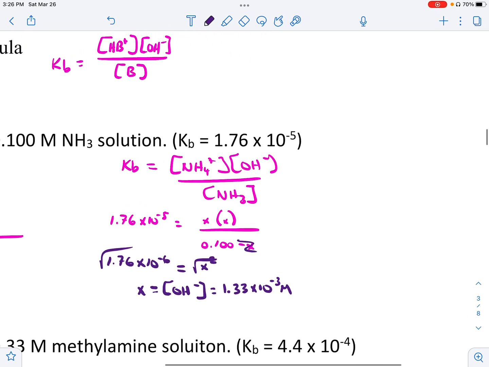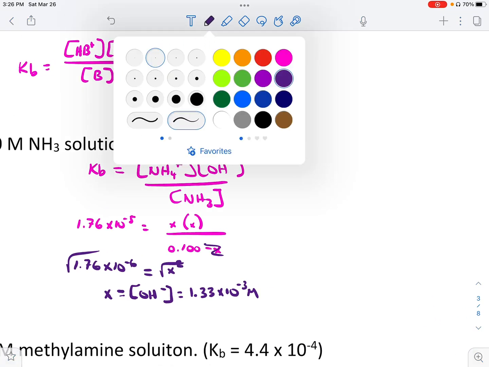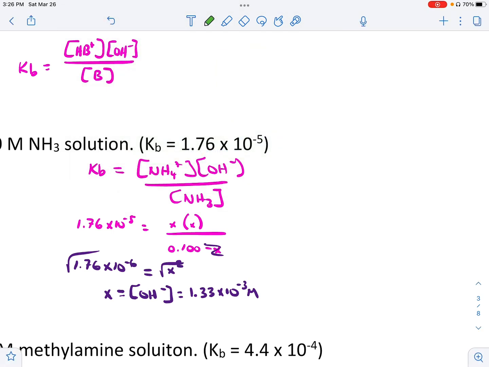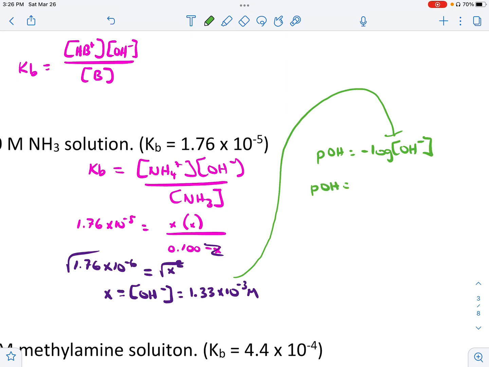Now we need to find the pH. We know pOH is equal to the negative log of our hydroxide ion concentration. So we can plug this in, and if we hit the negative log of that, our pOH is going to be equal to, keeping three past the decimal, 2.877.